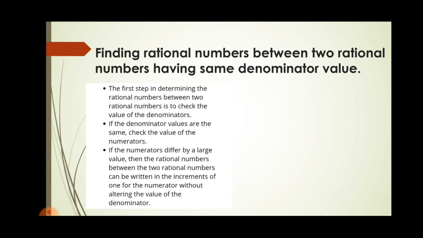The first step in determining the rational numbers between two rational numbers is to check the value of the denominators. If the denominator values are the same, check the value of the numerators. And if the numerators differ by a large value, then the rational numbers between the two rational numbers can be written in increments of 1 for the numerator without altering the value of the denominator.